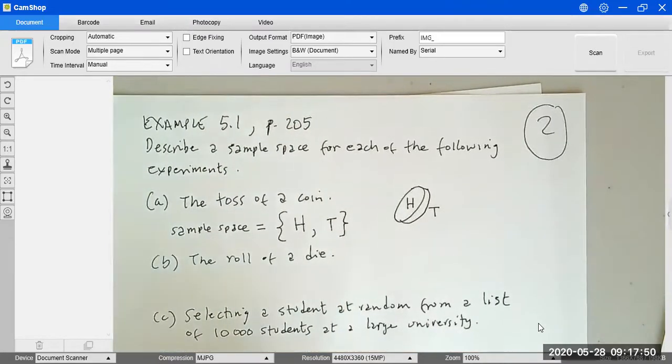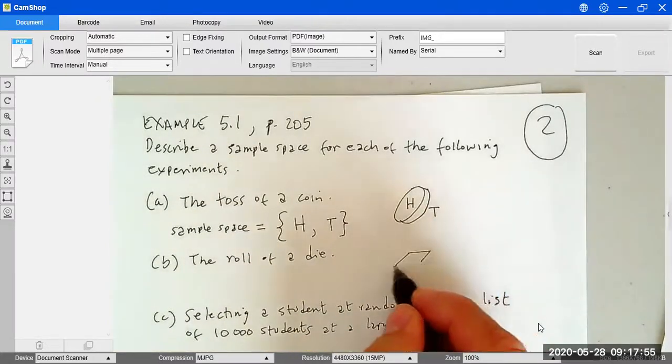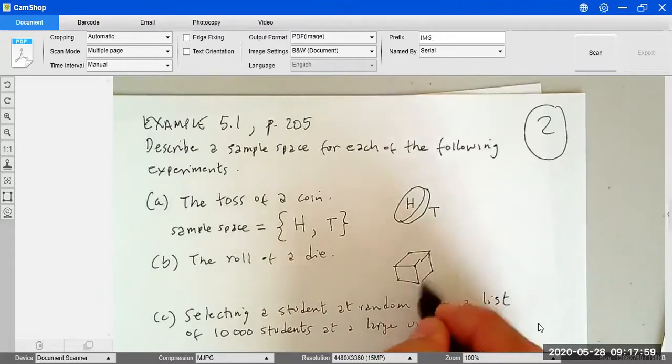Then when you roll a die, we have a die, which is a cube with numbers on its faces. So we have 1, 2, 3, 4, 5, and 6.